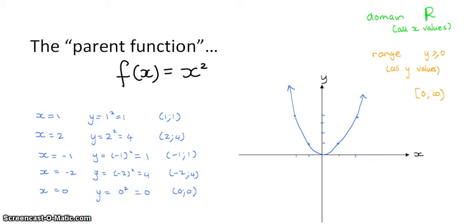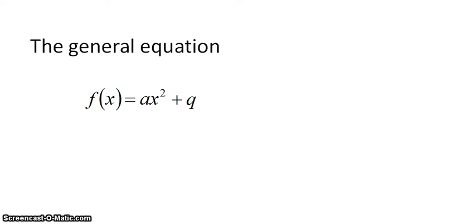This leads us to the general parabolic function. The general parabola has the equation y equals, or f of x equals ax squared plus q. So let's not freak out about that. Let's have a look at what this means.